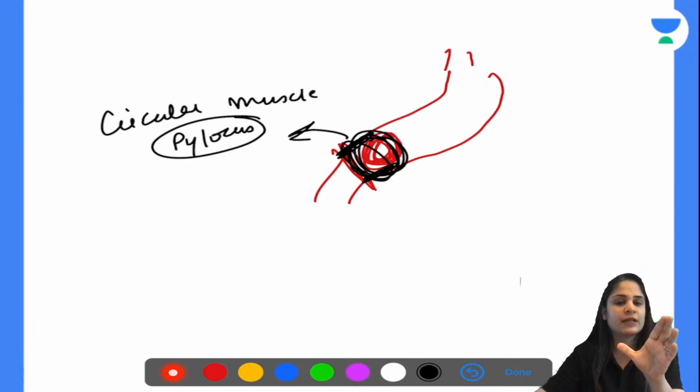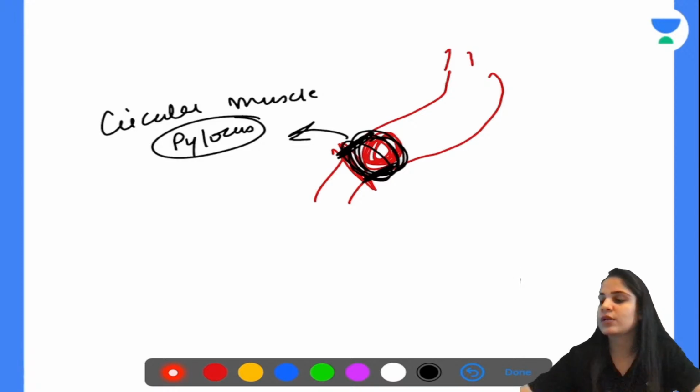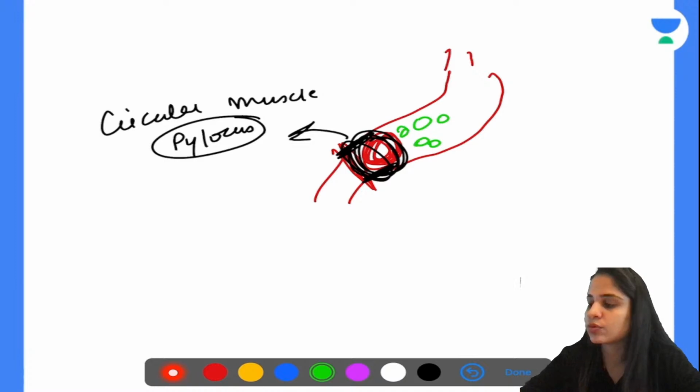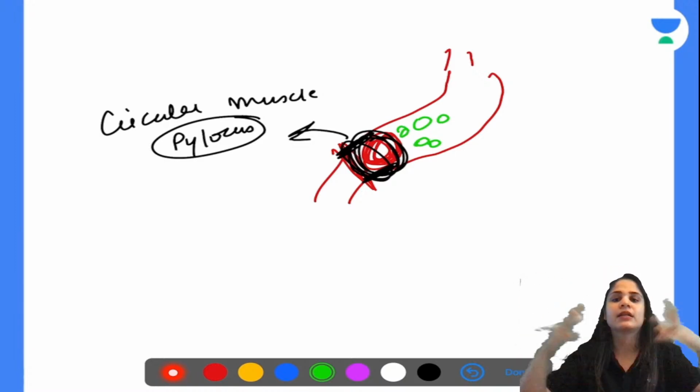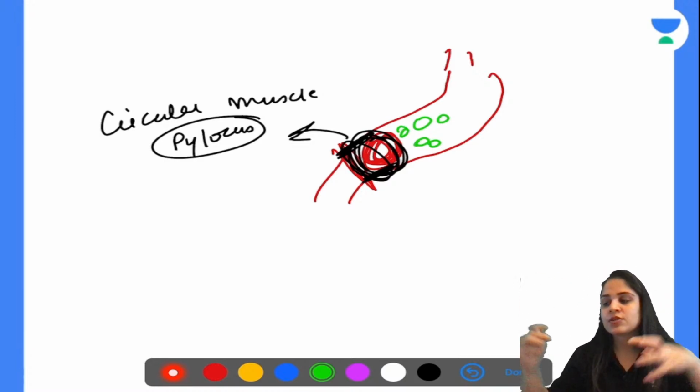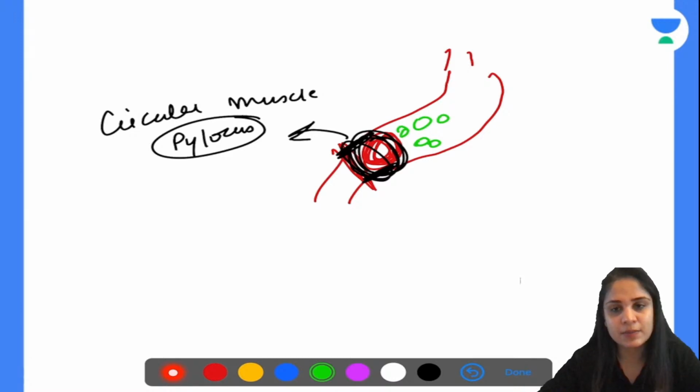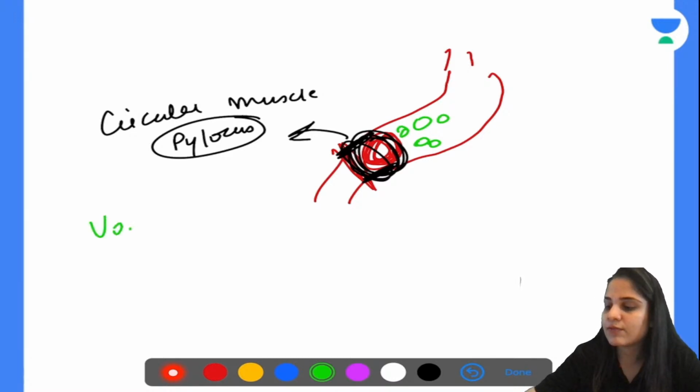There is a pyloric sphincter, correct? So the pyloric sphincter does not relax. So if it does not relax, what happens? The food that is there, whatever food he is eating, will not pass into the duodenum. It will stay in the stomach. It will increase the intragastric pressure. So because of increase in the intragastric pressure, what will happen? The child will have vomiting.